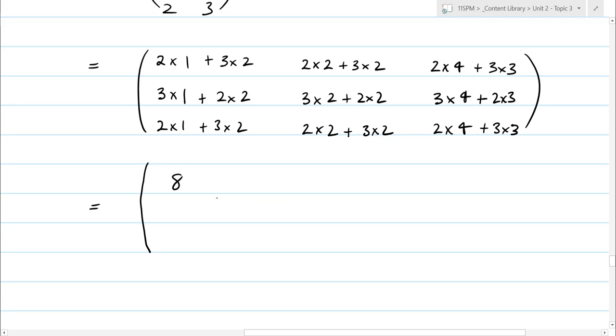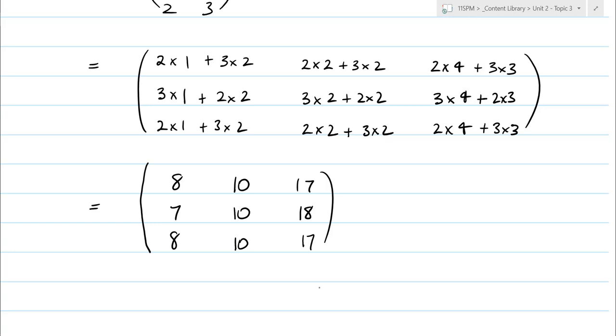So 2 times 1 plus 3 times 2 is 8, and then 10, and then 8 plus 6 is 14, and then 7. And 6 plus 4 is 10 again. Correct. Keep an eye on me, I'm feeling under pressure here. 18, what's that, 8, 10 again. And then 8 plus 9 is 17 again. So we get that result there. And there's our matrix A times B.